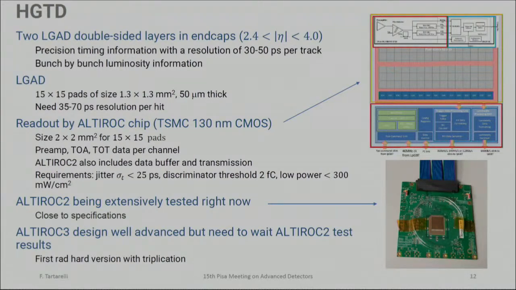The ALTIROC 2 also includes the data buffer and transmission part, which was not available in the first version of the chip. The ALTIROC 2 is being tested extensively right now and is close to the specification. The design of the ALTIROC version 3 is well advanced, but needs to wait for the end of this test to be put in production. This will be the first version radiation-hard and will also include triplication.